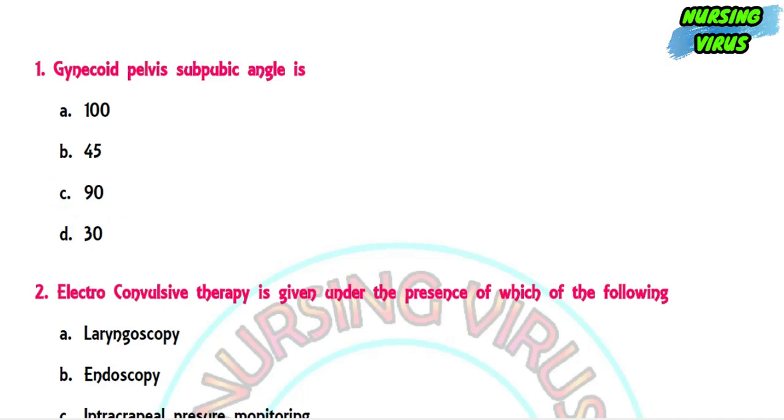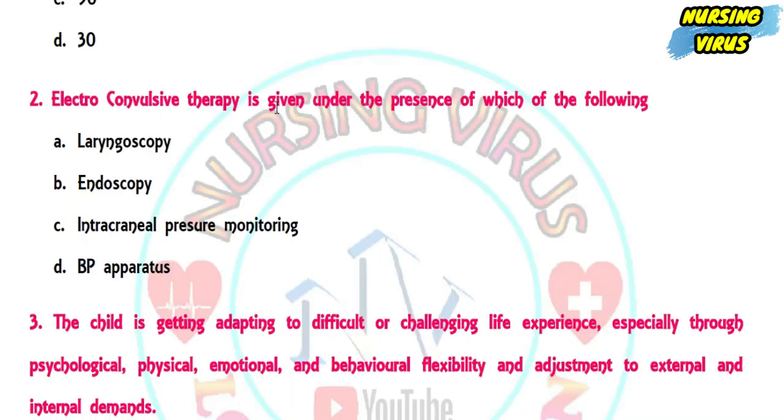So next question. Electroconvulsive therapy is given under the presence of which of the following? Laryngoscope, endoscope, intracranial pressure monitoring and BP apparatus. So here the intracranial pressure monitoring is much important during electroconvulsive therapy. So the right answer is C.